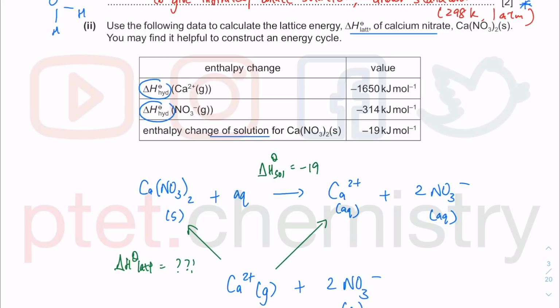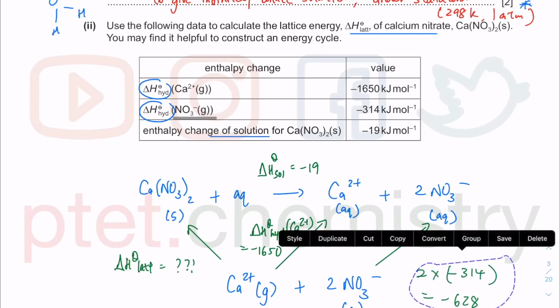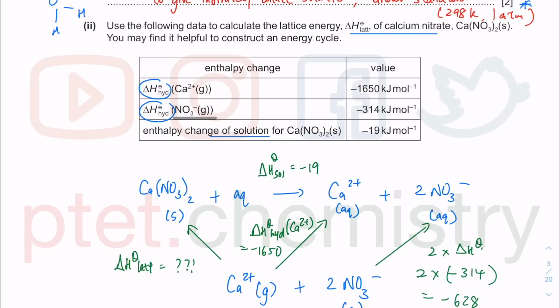The gas hydrates into the calcium 2 plus cation. There is 1 of these, but there are 2 of NO3 minus, whereas this enthalpy of hydration is for hydrating 1 mole of NO3 minus. So I need to do 2 times minus 314 there. If I press that onto the calculator, minus 314 times 2, I get minus 628 kilojoule per mole. And this thing here is hydration of calcium 2 plus, and this is going to be minus 1650. I should really clarify that this thing here was 2 times hydration of NO3 minus, which is equal to minus 628.